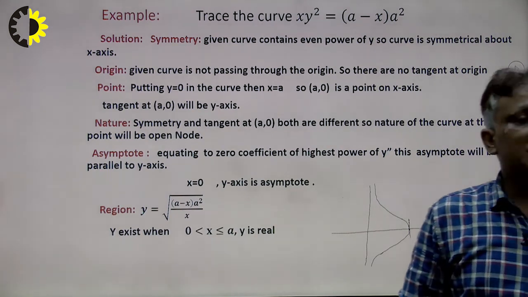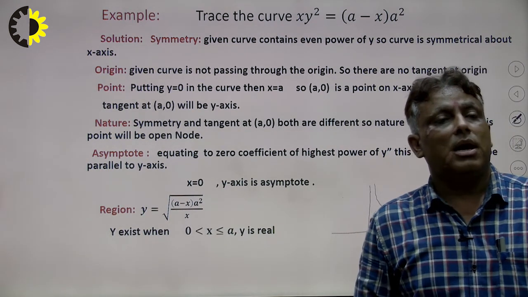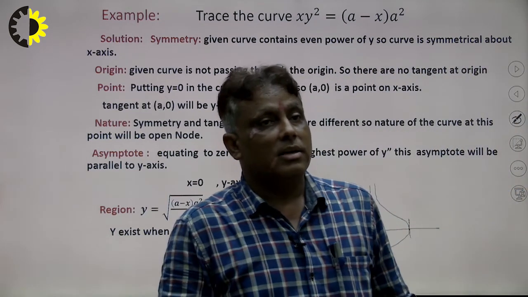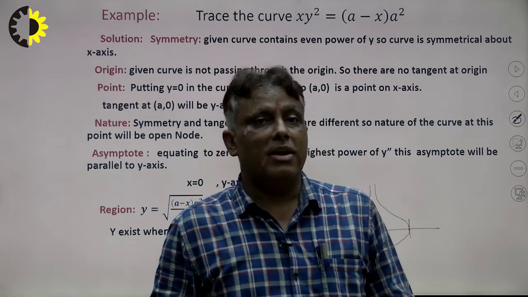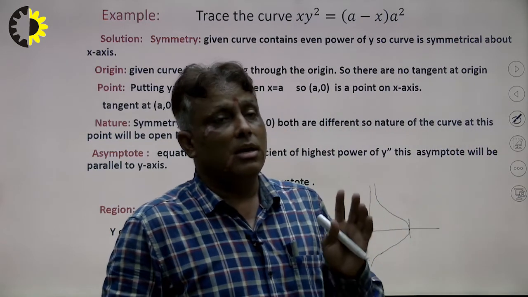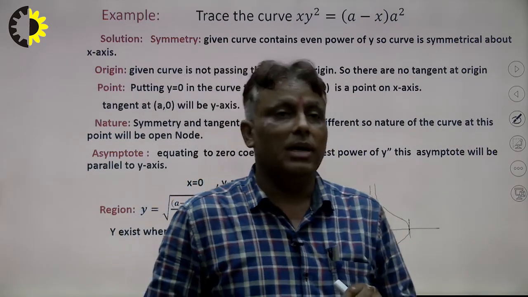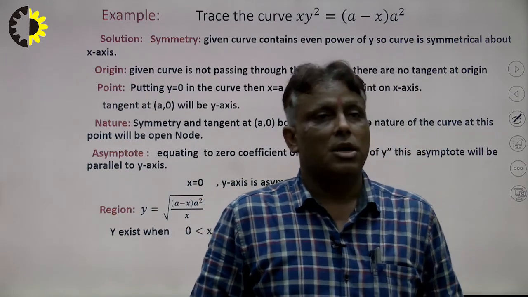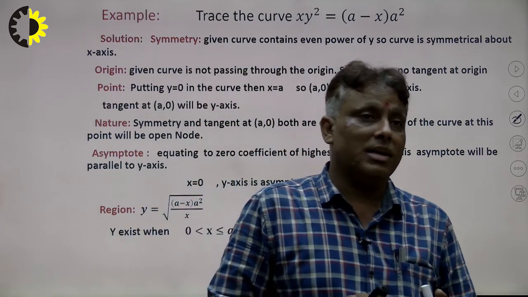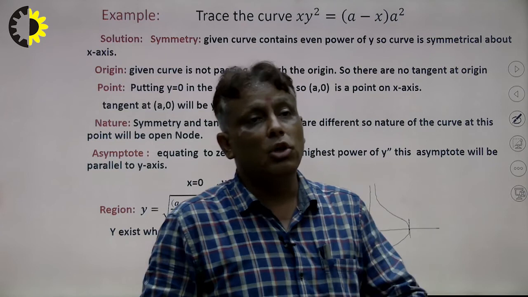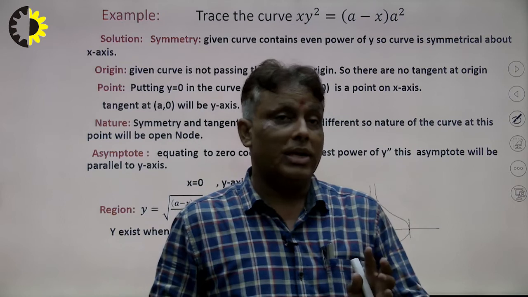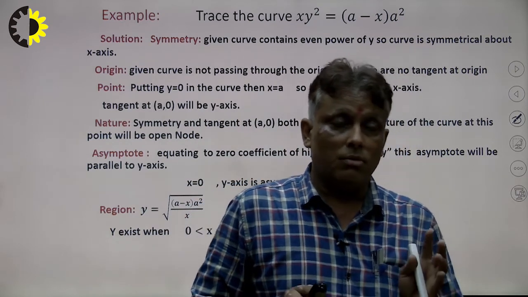Today we discussed how to trace the curve in Cartesian form. In the next lecture, I will solve more problems. If students have any query or doubt, because this is a typical topic of engineering mathematics, tracing is important: if your tracing is very strong, then you can find the area, the volume, and the length of the curve, right? So I suggest that students do more and more practice of this topic.